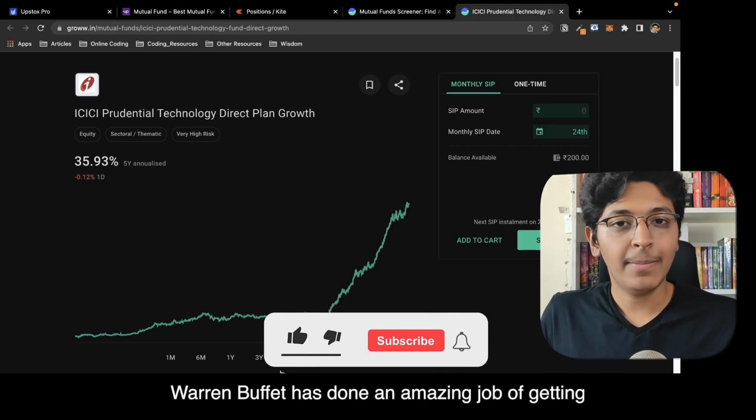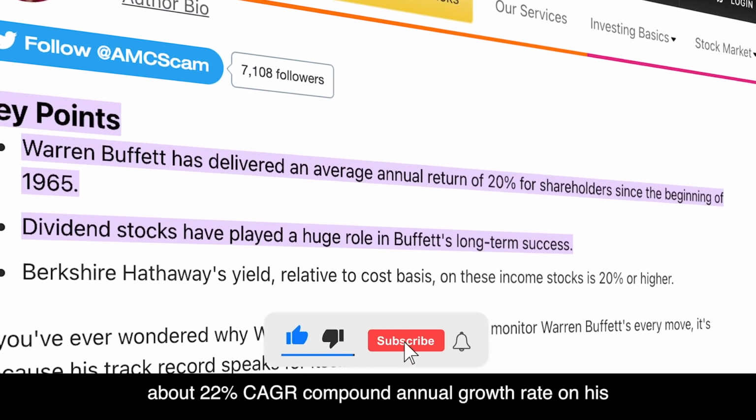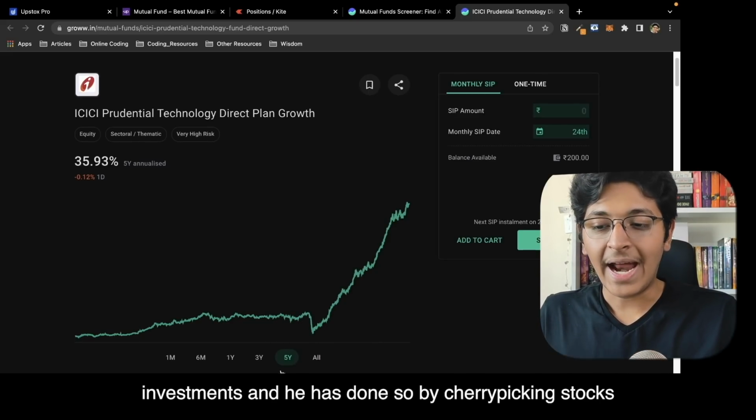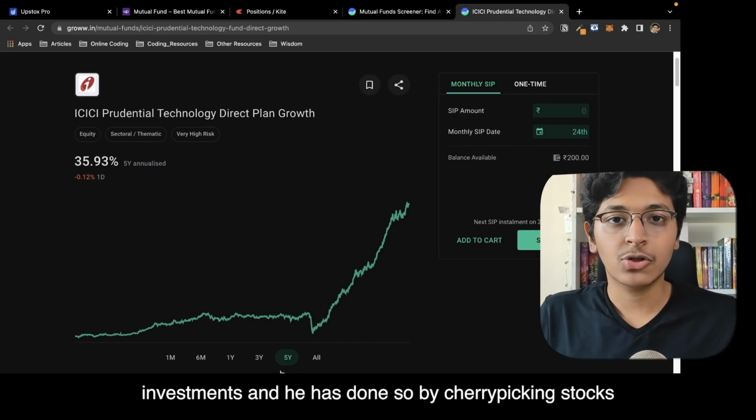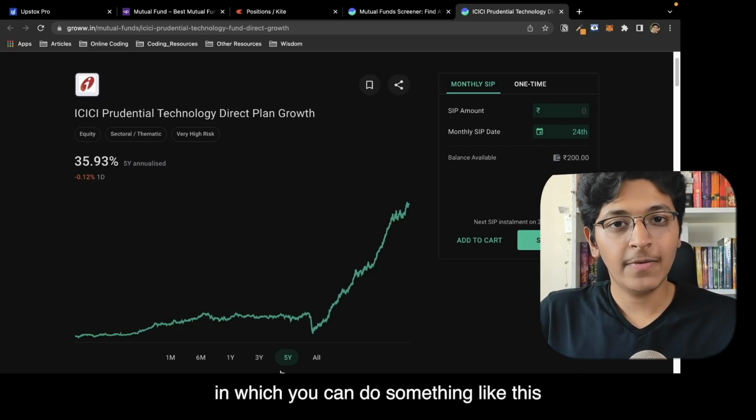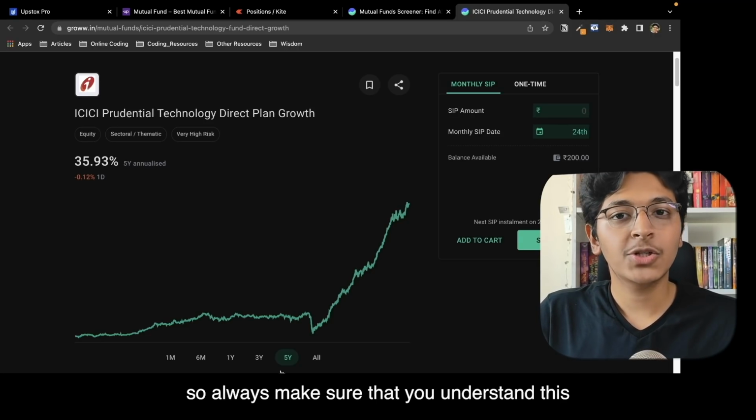Warren Buffett has done an amazing job of getting about 22% CAGR, compound annual growth rate, on his investments. And he has done so by cherry picking stocks and by value investing. But there are very rare instances in which you can do something like this. So always make sure that you understand this.